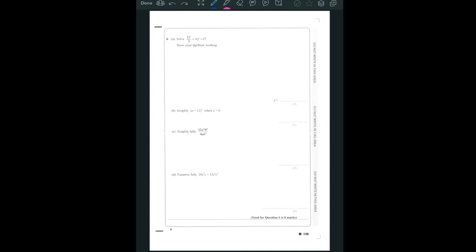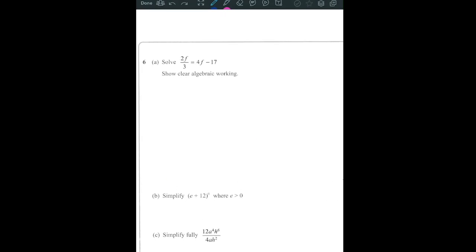Question 6, we're on to some algebra. Solve 2f over 3 equals 4f minus 17.